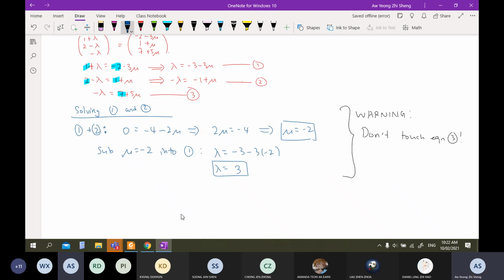Then next step, to this sentence that I underlined in purple, I also strongly suggest you to write down so that you yourself know what you are doing. Check whether mu equals to minus 2 and lambda equals to 3 satisfy equation 3.